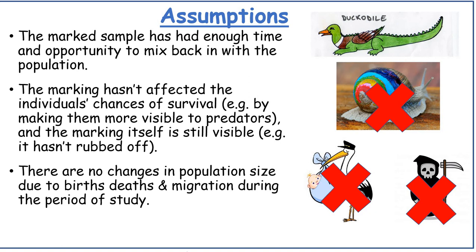So you wouldn't, for instance, paint a really bright rainbow on a snail because that would be more visible to birds. And you also assume that there's no changes in population size because of births, deaths and migration during the period of study.